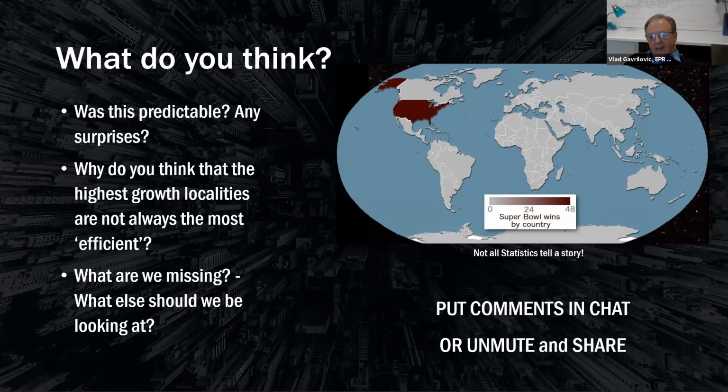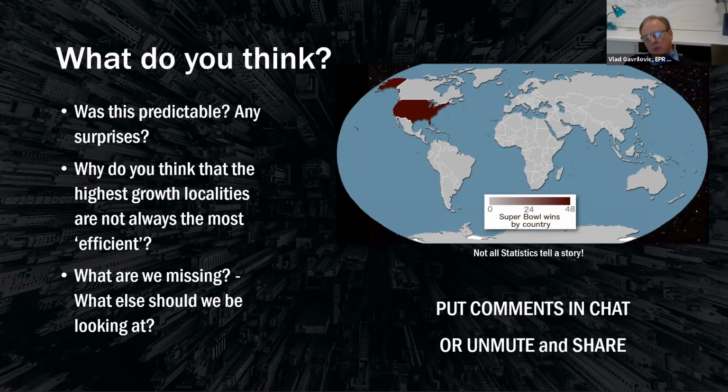So, last slide. Well, on that map, obviously not all statistics tell a story. Only one country has more Super Bowl wins than any other country. So you don't want to do a map just to state the obvious, but we think there are some patterns in this mapping and this data that we're trying to understand.